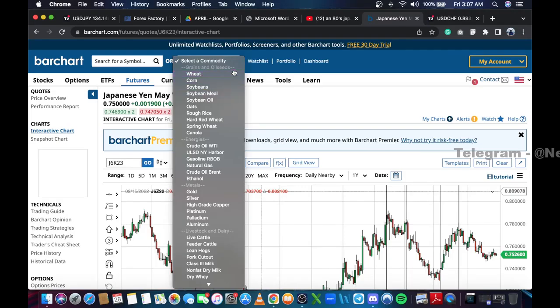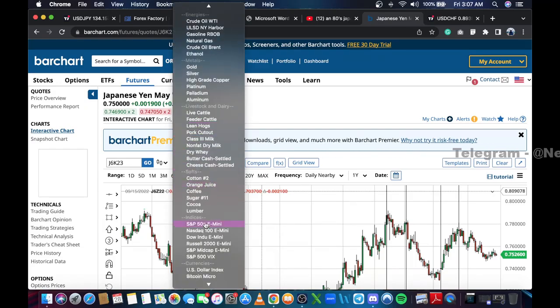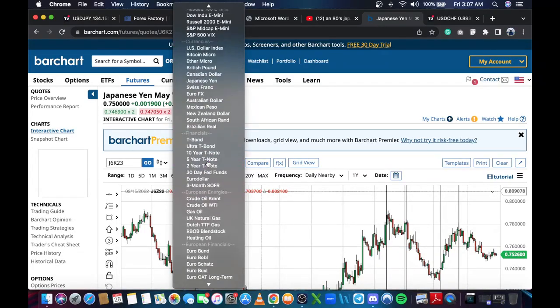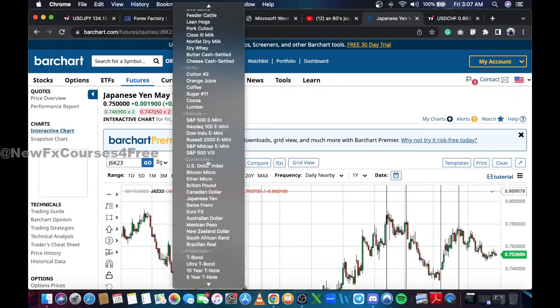You have grains and oilseeds, you have energies, and under grains and oilseeds, you have wheat, corn, soybean, oats, rough rice. These are all assets you can trade, by the way. And then you have energies, and under energy you have ethanol, natural gas, oil, and then you have metals, and you have livestock, and you have softs and indices, and now you have currencies. So you go to the section that is currencies. Here, you look for yen.